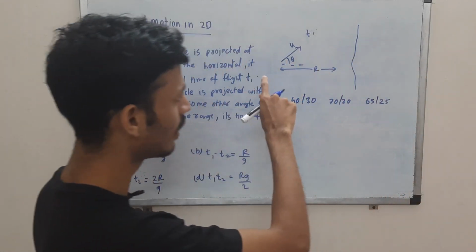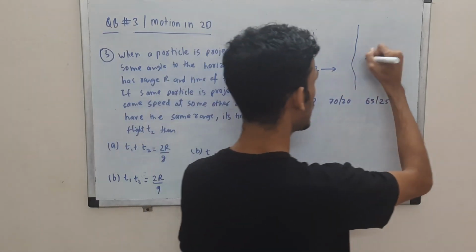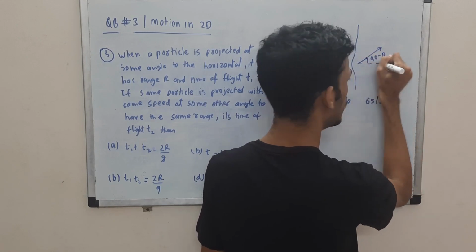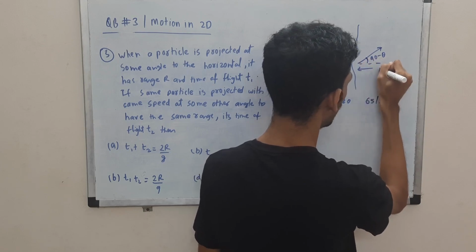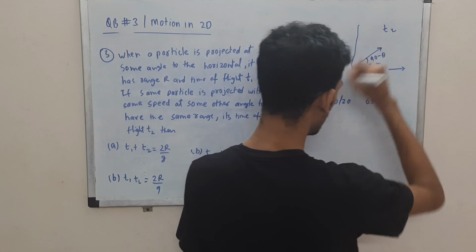So if we take one angle as theta, for the other one to have the same range, we will take it as 90 minus theta. That is the only trick over here, or pi by 2 minus theta also you can take. So this will have the same range r, but the time of flight will change, t2.